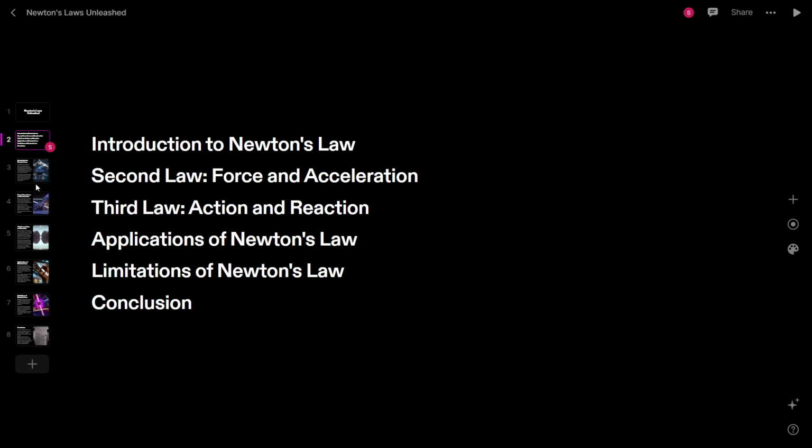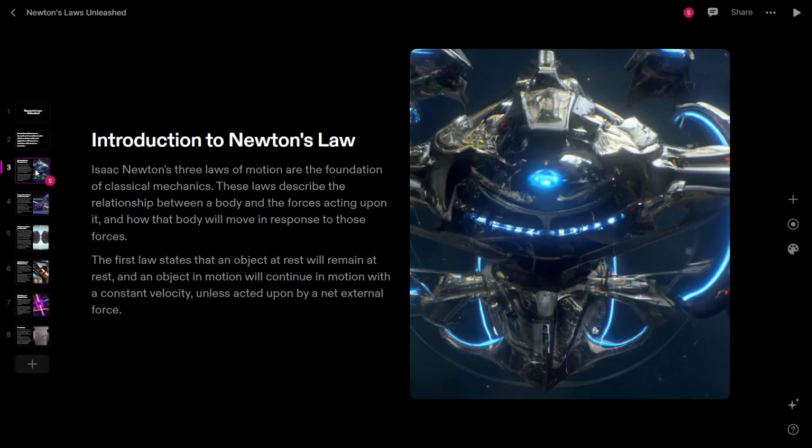So firstly we talk about the introduction to Newton's laws. So what are Newton's laws? Isaac Newton gave the three laws of motion, which are the foundation of classical mechanics. Classical mechanics is fundamental to physics.